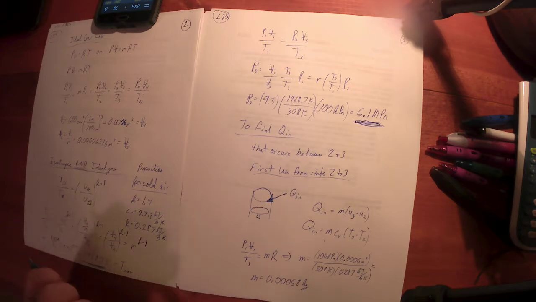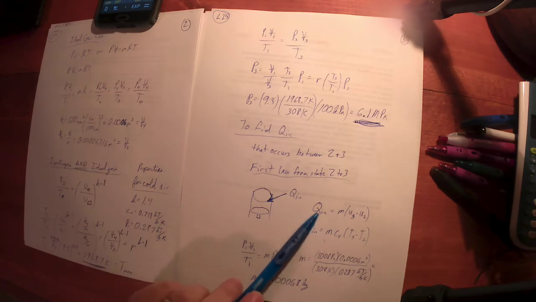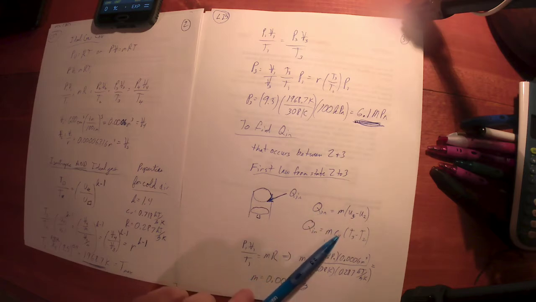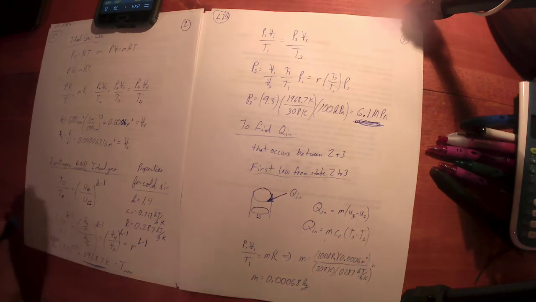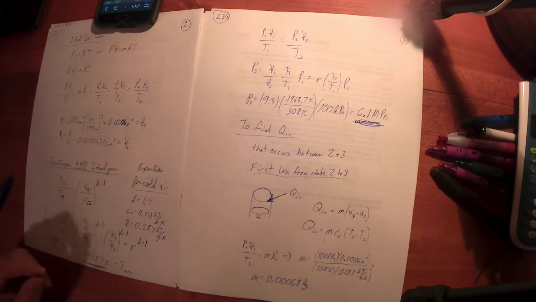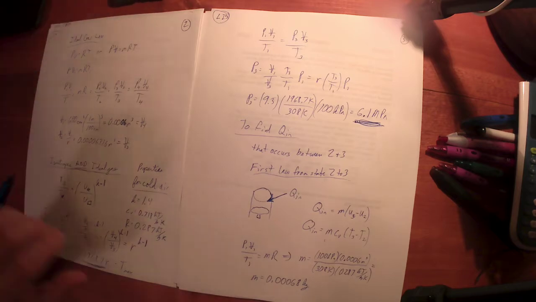Steve, what the heck are we trying to do again? We're trying to find the heat in. Okay. So to find heat in, we know C sub V, we know T3, and I know now the mass. I just found the mass. How do I find T2? Ooh, how do I find T2?